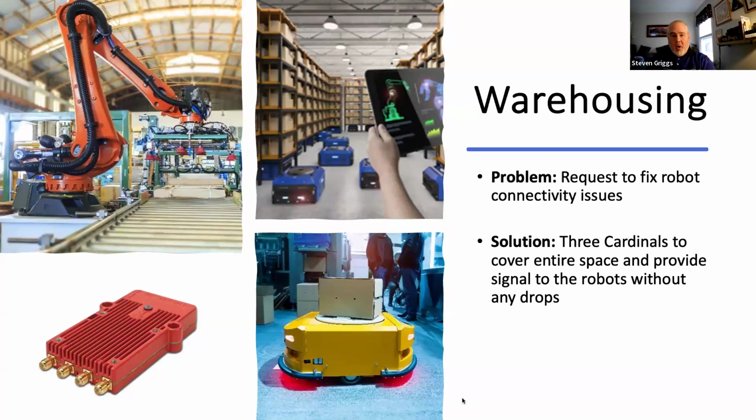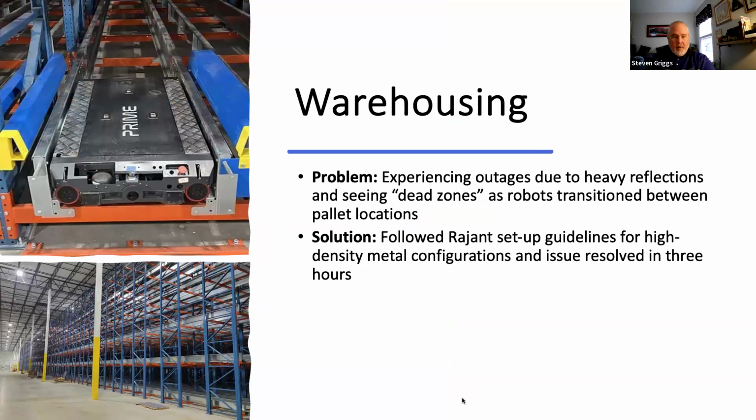Using the 3 Cardinals, he covered the entire warehouse space, and the robots had 0 issues of connectivity for the entire day. The robots just ran, and that proof of concept turned into a sale on the spot. He didn't get to bring his nodes home; they bought them. So it was a great example of walking in and solving a problem very simply with a very, very simple solution, just turning them on and letting them work.